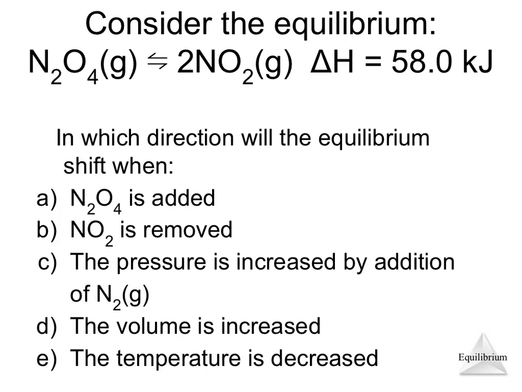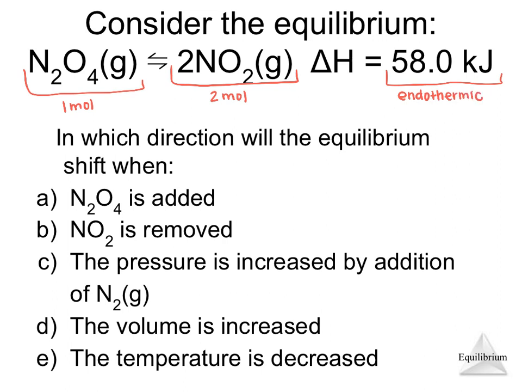Okay, so let's consider this equilibrium and let's look at these ideas here. So I'm going to do a little bit of labeling first that will hopefully help us. So in the reactants, I see 1 mole of gas. And in the products, I see 2 moles of gas. Okay. We're also given a delta H value that's positive. So I know that this is an endothermic reaction, which means that heat had to be added to the system. So in this case, heat is a reactant. Okay, so which direction will the equilibrium shift when?